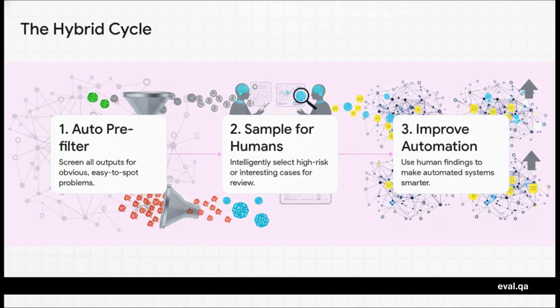It's a really smart workflow. First, you use automation as a coarse filter. It does all the easy work, screening for the obvious, clear-cut problems. Then, you take just the tough stuff, the really ambiguous cases, and send only those to your expensive human experts. And here's the final, brilliant step. You take the decisions from those humans and use them to train your automated system to get smarter. It's this awesome feedback loop that gets better over time.